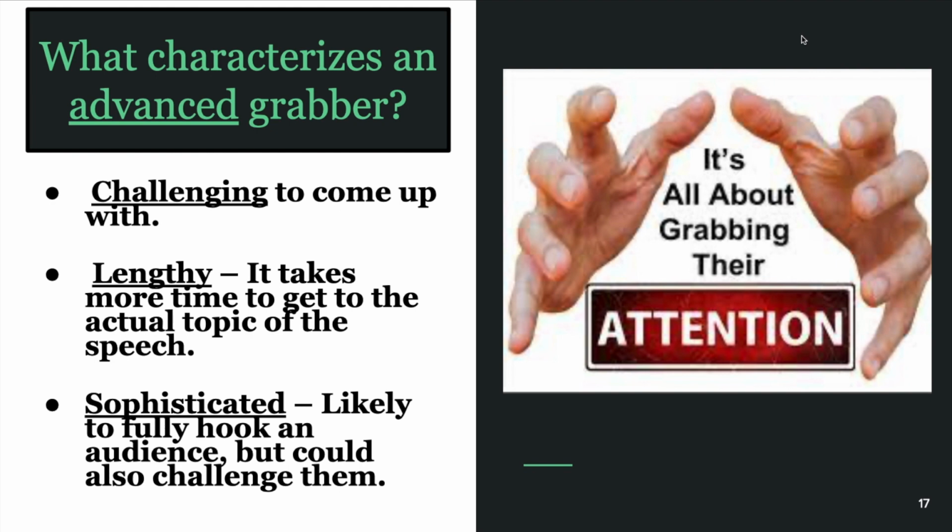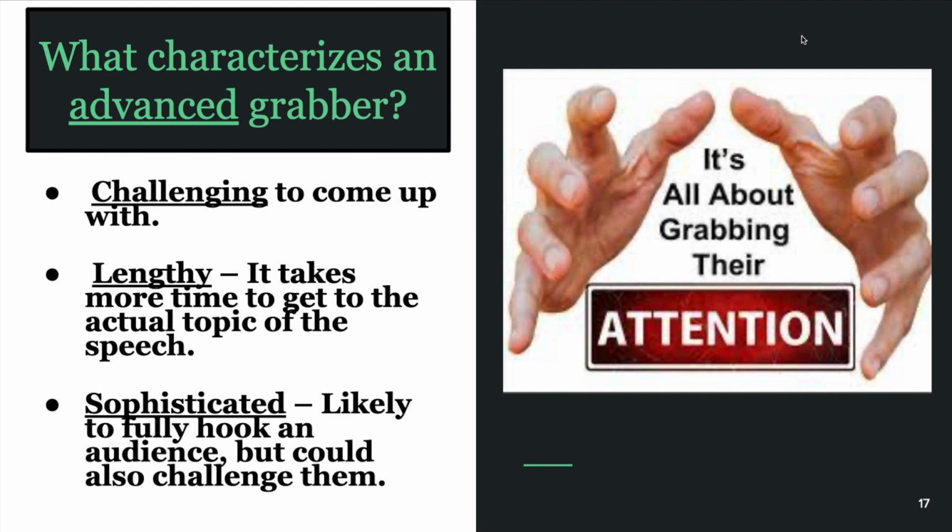So to start with, advanced grabbers are challenging to come up with. They're not easy. You have to be creative, you have to be innovative, you have to be willing to take risks. Advanced grabbers can be lengthy. They might take more preparation, they might take up more space at the beginning of your speech. So it takes more time to get to the actual topic of the speech.